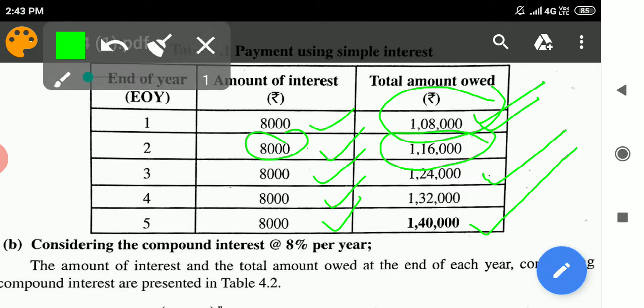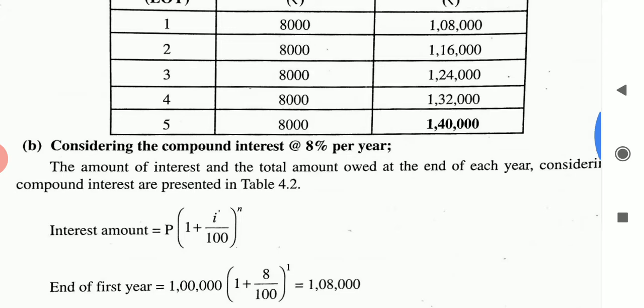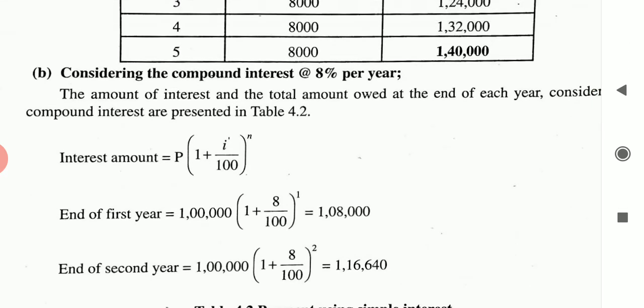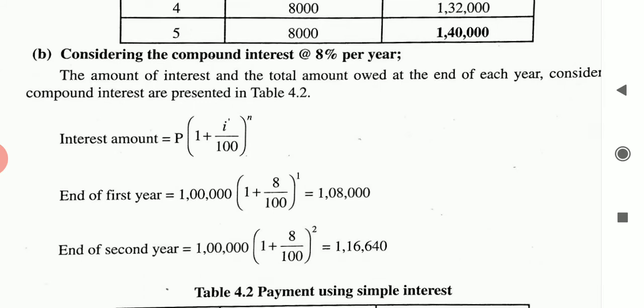Okay, second one is compound interest. In this compound interest, the formula is like this: F equal to P into 1 plus I by 100. P is the amount, and I is the interest, that is nothing but the 8%, 8 by 100.